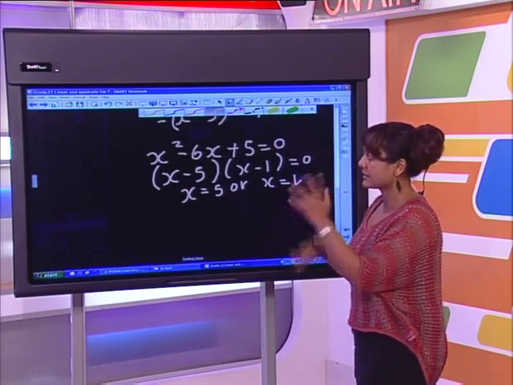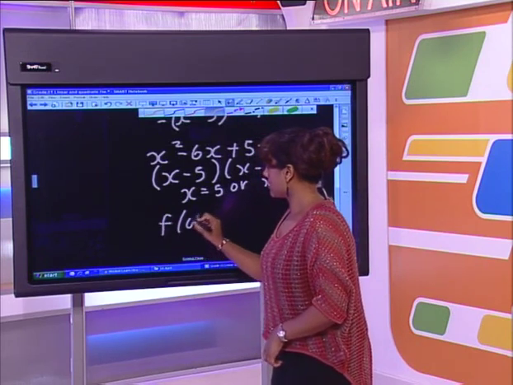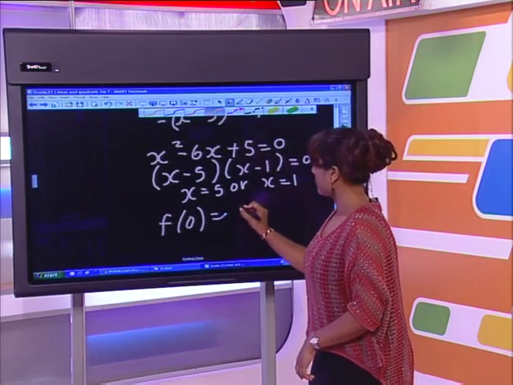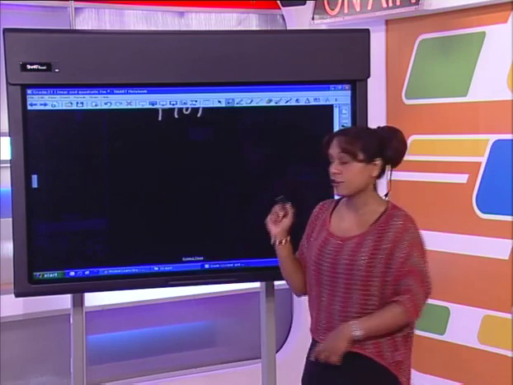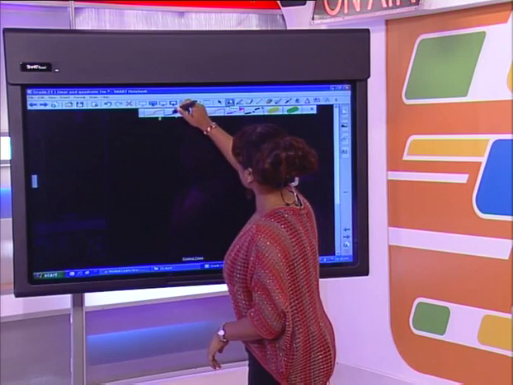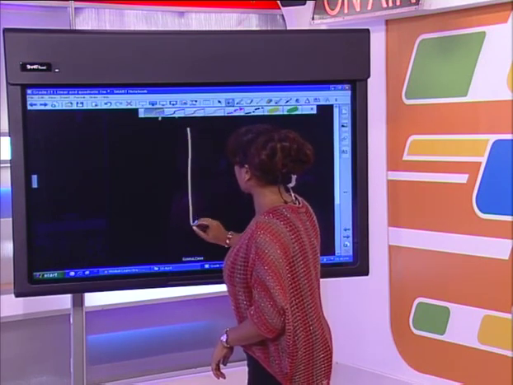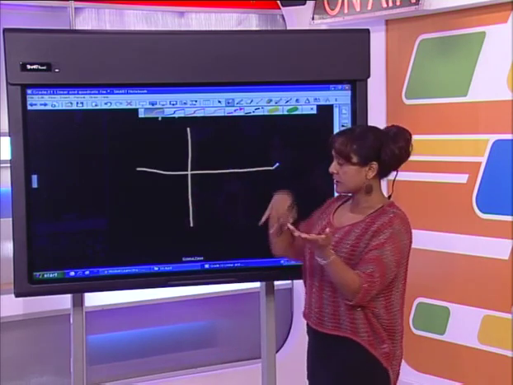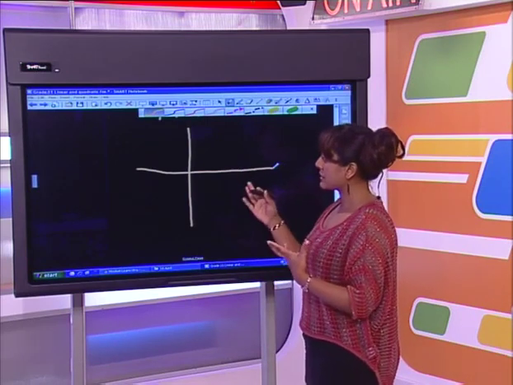We just need our y-intercept. To find the y-intercept, remember you let x be 0. So you substitute 0 wherever you see an x, and you'll get your y-intercept is 5. So now we can sketch the graph. We know that, okay, we know what our turning point is, we know what our x and y intercepts are, and we know that it's going to be a graph with a minimum turning point. So let's plot those things down.